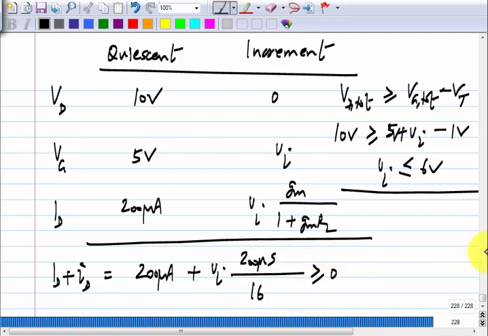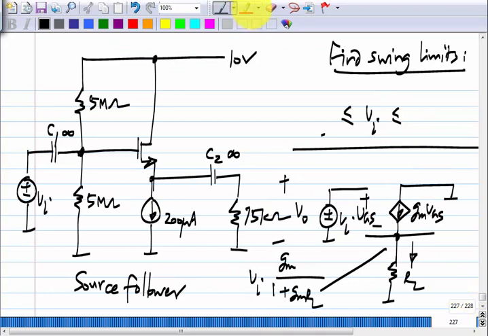This has to be greater than 0. So, this tells you that Vi has to be greater than minus 16 volts. Now, if you make that approximation, GMRL much more than 1, and neglect 1, you will get 15 volts here. Okay. That is all. So, Vi has to be between 6 volts and minus 16 volts. So, again, at least the limit at the output could be calculated very easily.